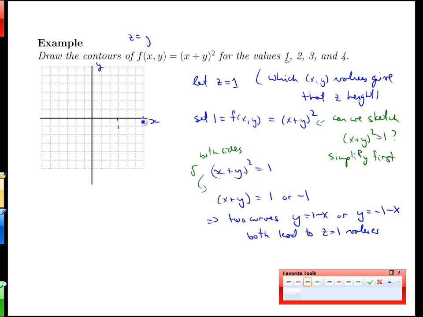So let's put some labels on here. And what do these curves look like? Well, this is y equals intercept 1, slope negative 1. Let's do that again. There we go. And likewise, down here at negative 1.